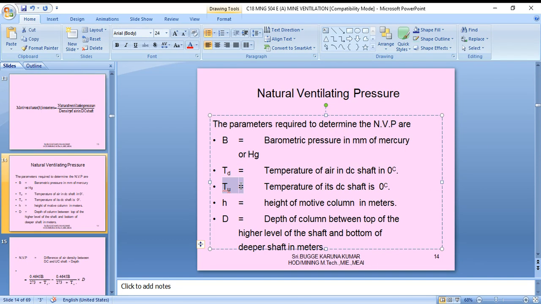Similarly, TU, with suffix U, is the upcast temperature, the temperature in the upcast shaft in degrees centigrade. Similarly, H is the height of the motive column in meters. And D is the depth of the column between the top of the higher level of the shaft and the bottom of the deeper shaft in meters. So height of the motive column is the difference between the upcast and downcast.